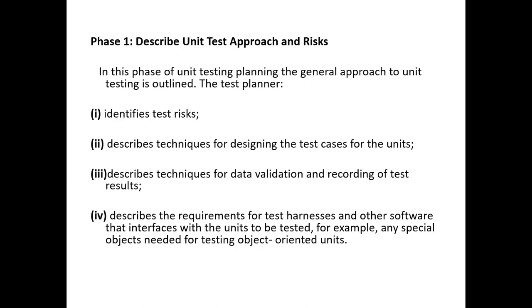Describes the requirements for test harness and other software that interfaces with the units to be tested, for example, any special objects needed for testing object-oriented units. During this phase, the planner also identifies completeness requirements: what will be covered by the unit test and to what degree, such as states, functionality, control, and data flow patterns. The planner also identifies termination conditions for the unit test. These are all the first phase, describe unit test approach and risk.